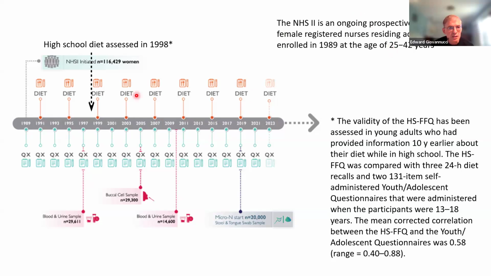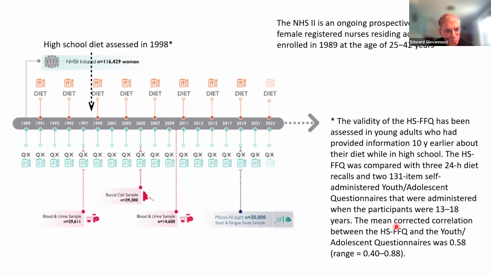And in 1998, which is about 9 years after the cohort started, there was a questionnaire sent asking about diet in their high school years. There are validation studies that I won't get into here, but we can talk about it later if we want. Of course, the data are far from perfect. But it's not as bad as people might think.